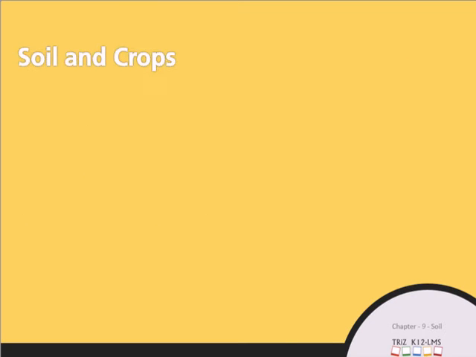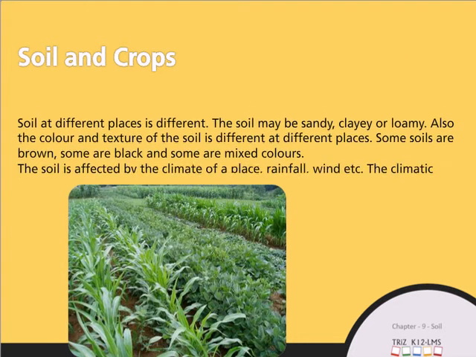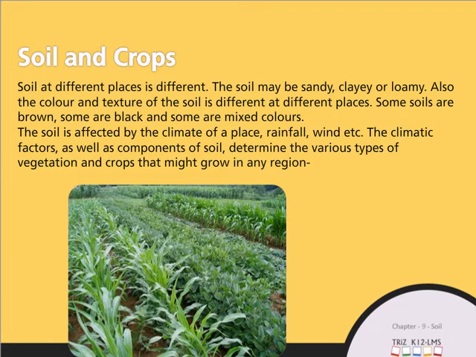Soil and crops. Soil at different places is different. The soil may be sandy, clay or loamy. Also, the color and texture of the soil is different at different places. Some soils are brown, some are black, and some are mixed colors. The soil is affected by the climate of a place, rainfall, wind, etc. The climatic factors as well as components of soil determine the various types of vegetation and crops that might grow in any region.